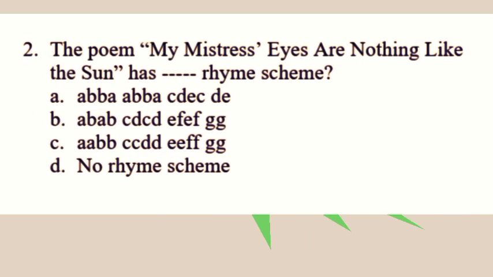Question number two. The poem My Mistress's Eyes Are Nothing Like the Sun has ... rhyme scheme. The options are A. A, B, B, A, A, B, B, A, C, D, E, C, D, E. Option B. A, B, A, B, C, D, C, D, E, F, E, F, and G, G. Option C. A, A, B, B, C, C, D, D, E, E, F, F, and G, G. And option D. There is no rhyme in it.